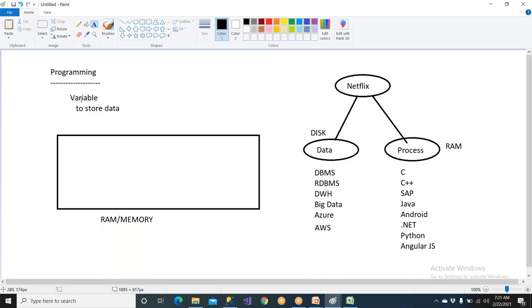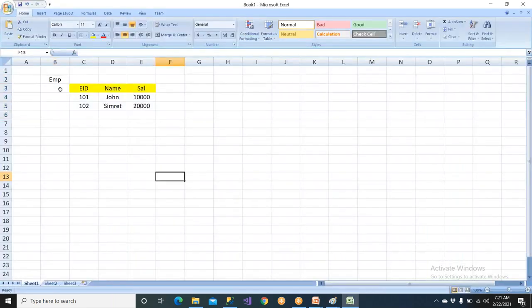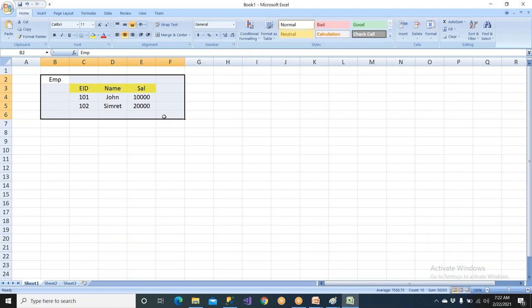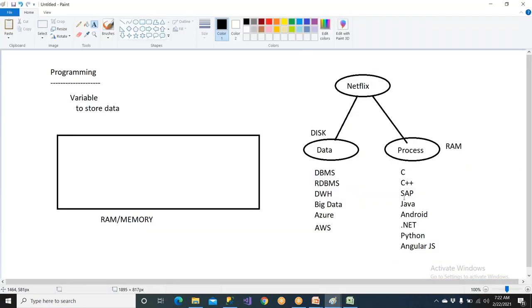So variables are going to be declared inside the RAM. A variable is not a disk-based technology, it is a RAM-based technology. If you want to process something, you need to keep the data inside your RAM, inside your memory. For example, SQL Server will say, this is my data, but I cannot supply this data as it is to my programming, right? If I want to store this data in C language or any other language, I cannot have this data.